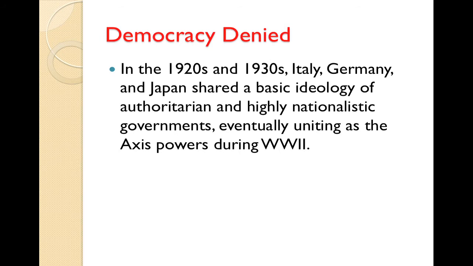In the next red heading, we lay the foundation for the causes of World War II, and it's called Democracy Denied. In the 20s and 30s, Italy, Germany, and Japan shared a basic ideology of authoritarian and highly nationalistic governments, eventually uniting as the Axis powers during World War II.